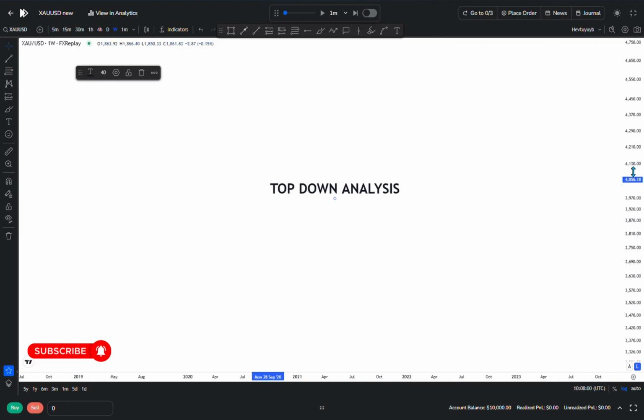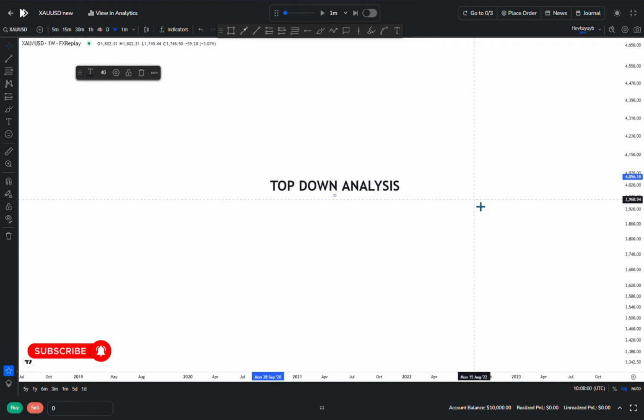Top-down analysis basically means analyzing from higher time frame down to your entry time frame. How I do my top-down analysis basically is I select my time frames and then I assign duties to these time frames. From higher time frame down to the entry time frame, I want to understand what is going on on the chart before engaging in any trade.